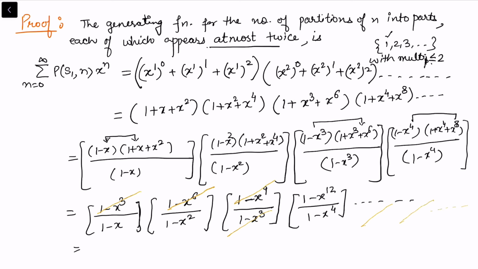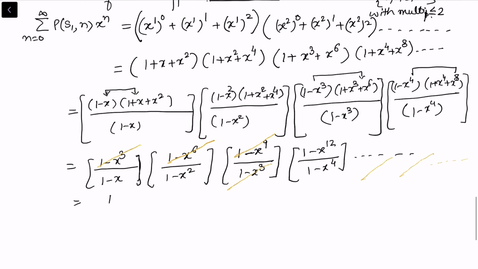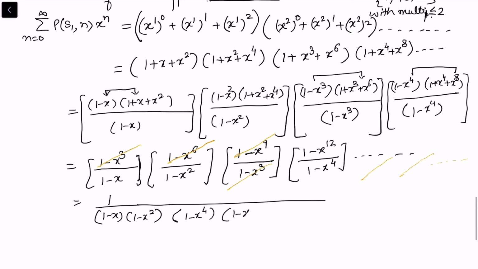So we are left with the terms only 1 minus x square, and we see that 1 minus x cube is missing. The next term is 1 minus x to the power 4. Then the next term will be 1 minus x to the power 5. So 1 minus x cube is again cancelled. The next terms are 1 minus x to the power 7, 1 minus x to the power 8, and 1 minus x to the power 9 will be missing. So the next term will be 1 minus x to the power 10 and continue.